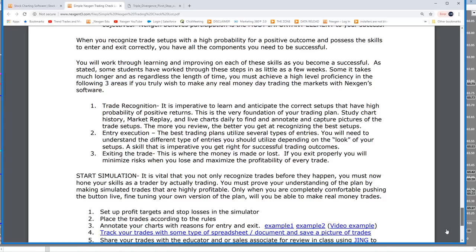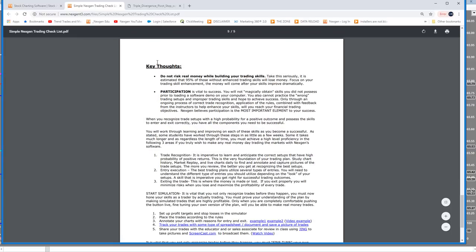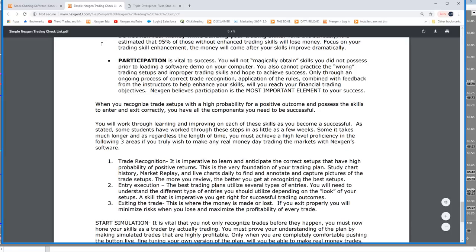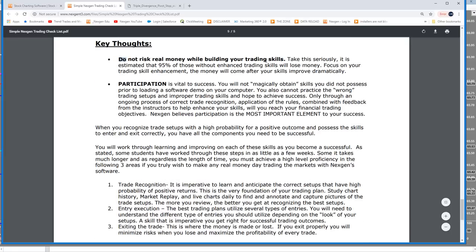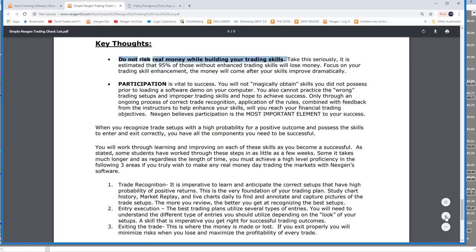Let me just go through this last page real quick so we can be 100% clear. And you guys are going to love this lesson. Do not risk any real money while you're learning. The internet is littered with losers who say they've lost money trading, but they never really knew how to trade. I mean, 90% of people that don't know what they're doing lose money.